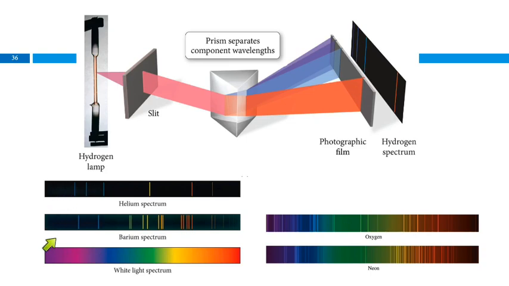Helium would look like this. Barium looks like this. And so these are emission spectra. You can also look at absorption spectra, but here's oxygen and here's neon. And so we see a different pattern of lines, and it looks a little bit like a barcode, right?